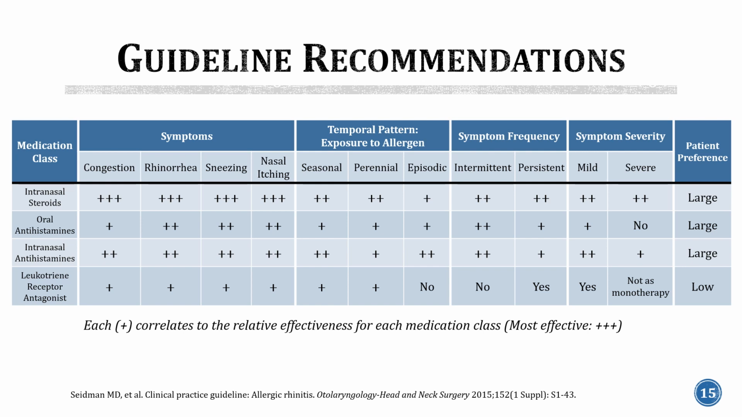Here are the guideline recommendations for different therapies. So the plus symbol, that's associated with the effectiveness of the class with each category. Intranasal steroids are the most effective for symptoms and also effective for temporal patterns, symptom frequency, and severity. Oral antihistamines don't have as much of an effect. They're not as effective, and there's no recommendation for use with severe symptoms, as you can see. The patient preference for all the agents is pretty good, except for the leukotriene receptor antagonists, which, as I said, those are prescription medications, so it's not a focus for today's presentation.